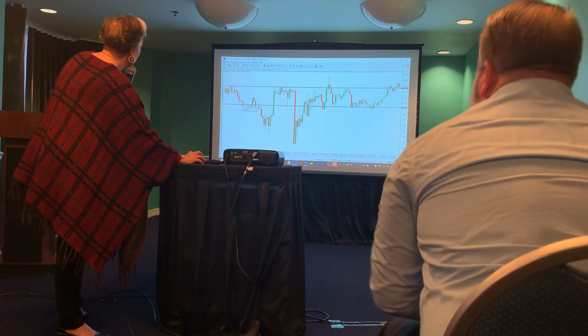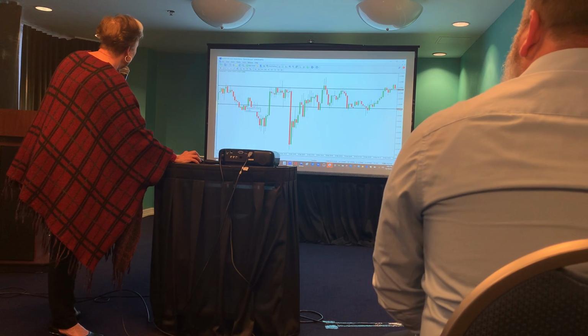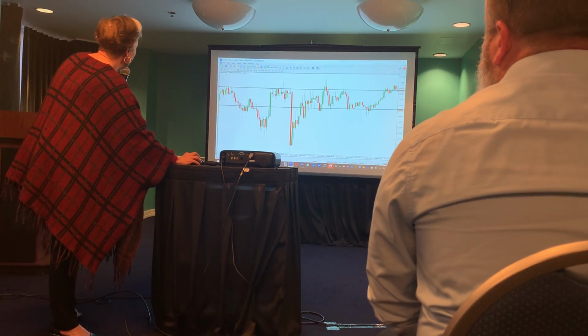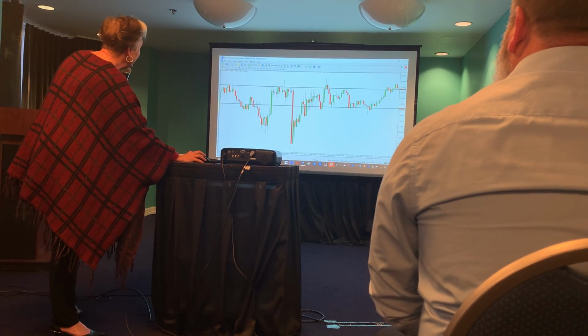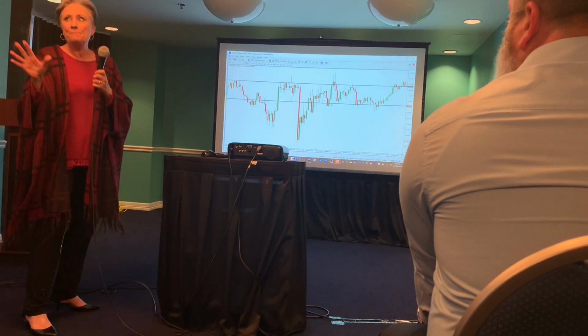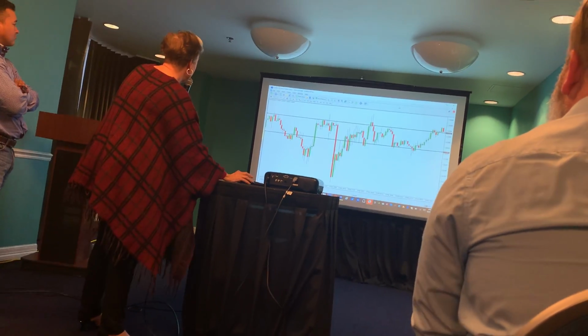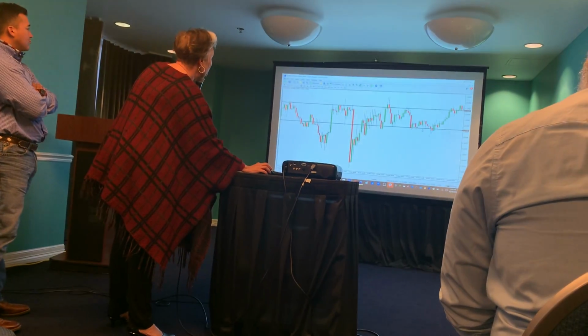of resistance right here. Do you see how they're trying to poke their head up and they can't do it? See how they're doing that? Now, when this resistance turns into support down here, that makes it super strong. So whenever you see a resistance turn into support, then you really have something.